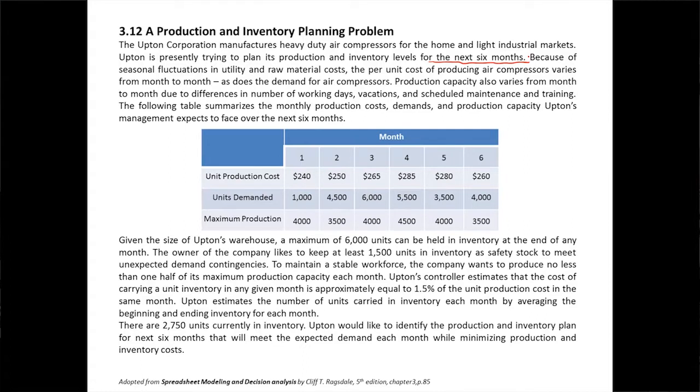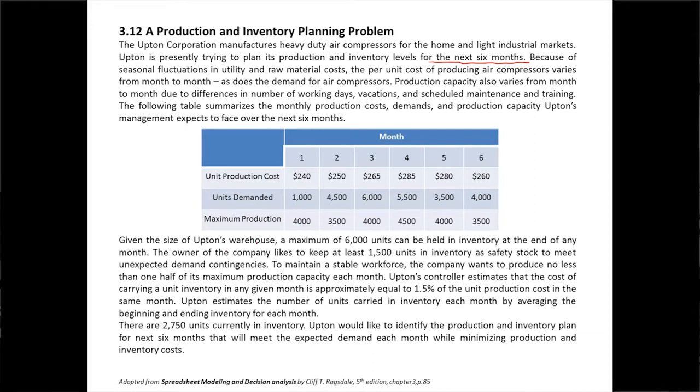Because of seasonal fluctuations in utility and raw material cost, the unit costs of producing and the demand vary from month to month, as you can see from this table here. And production capacity also varies from month to month due to differences in the number of working days. So that's the maximum production capacity shown here. This table summarizes all those 3 different things: the unit production cost, units demanded, and the capacity in each of the months.